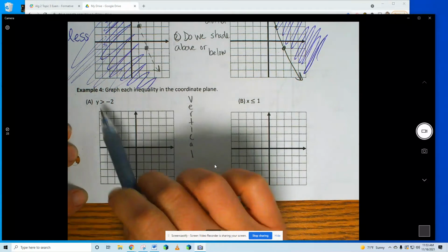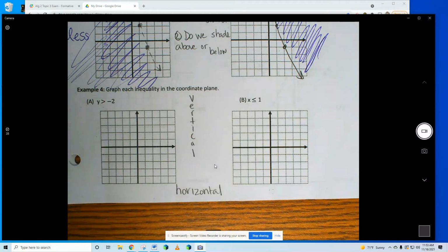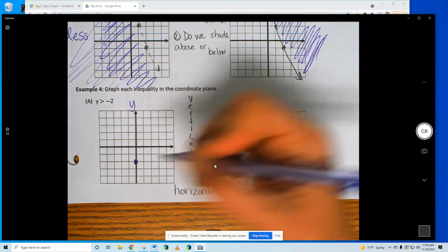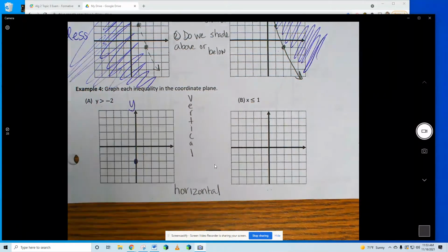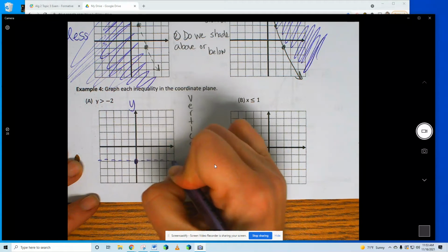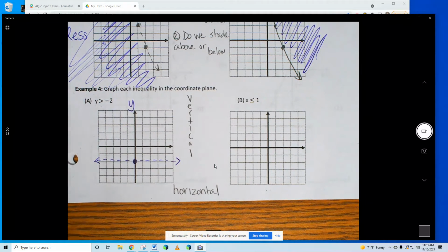So, y equals -2. There's no x in this. I go to my y-axis, and I go to -2, and I make a dot. My line is going to be a horizontal line. But is it solid or dotted? It's dotted. So it's a horizontal line, and it's dotted.